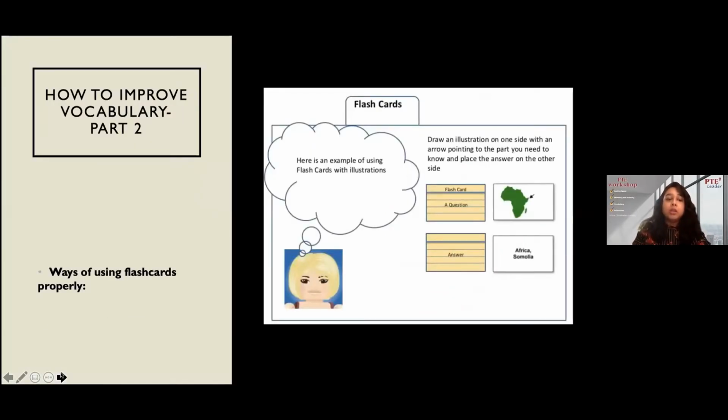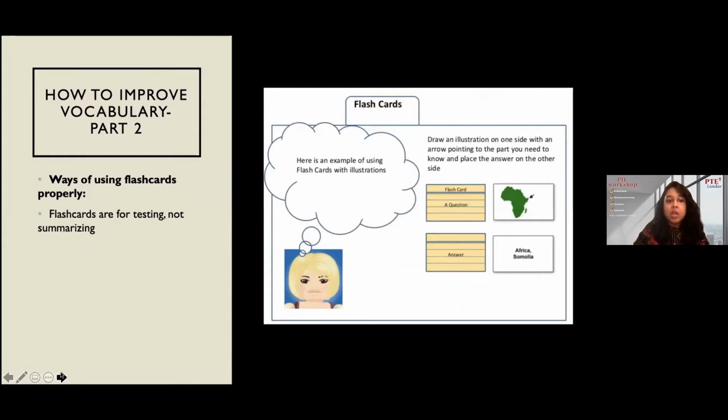Now, ways of using flashcards properly. Now, how can we use flashcards? Flashcards are for testing, not summarizing. Now, this is really important to remember. Don't write a lot of things in one flashcard. That's not the purpose of using flashcards.